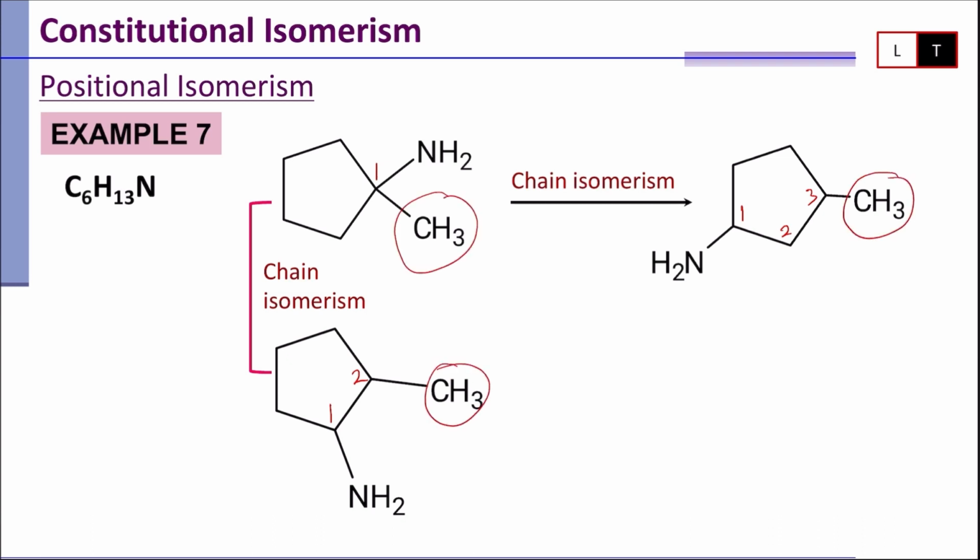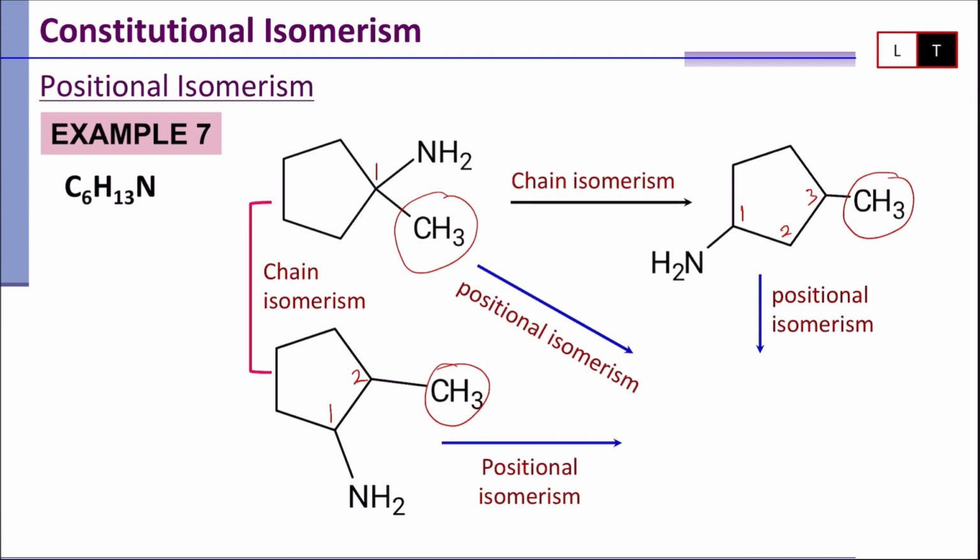And seterusnya, apa yang saya boleh buat? Saya boleh buat positional isomer, di mana positional isomer kita akan ubah functional group. So, functional group yang ada dalam structure ini adalah amino. So, ini adalah satu-satunya functional group yang boleh kita guna untuk tunjuk positional isomerism.